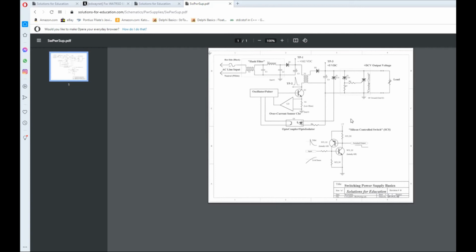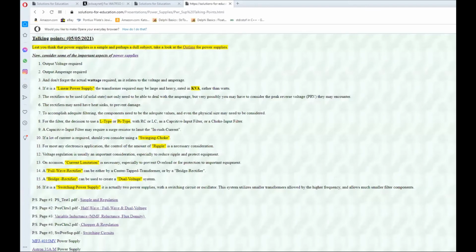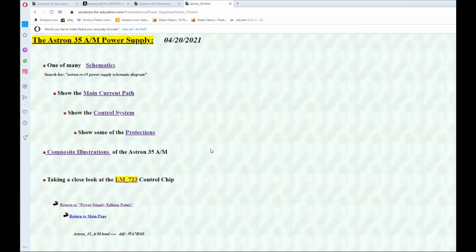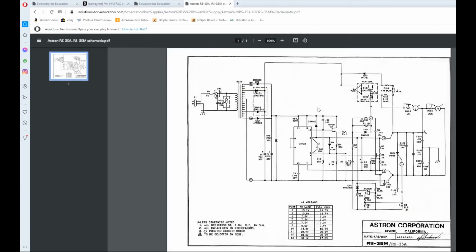Well, that brings it to a close, but let me draw off one last thing here. A lot of you guys have the Astron power supply. I'll just touch on this real quick so you can come back to it. In the Astron power supply, they have this particular circuit.